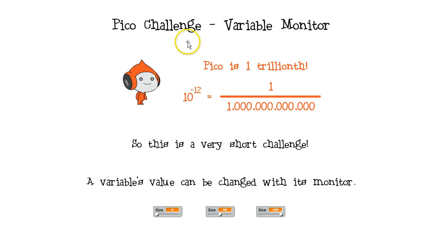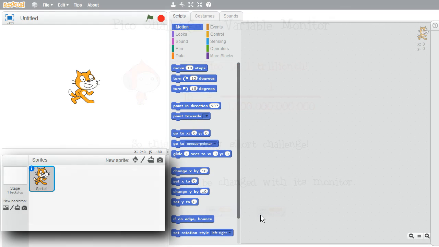This is a pico challenge, and this is pico. A pico is 1/1,000,000th. That's 10 to the minus 12. 12 zeros. A pico is a very small number, so this is a very short challenge. In Scratch, a variable's value can be changed with its monitor on the stage. The monitor can have a sliding bar, and the bar can be used to change the value from 0 all the way up through 100. I'll go to Scratch and show this now.